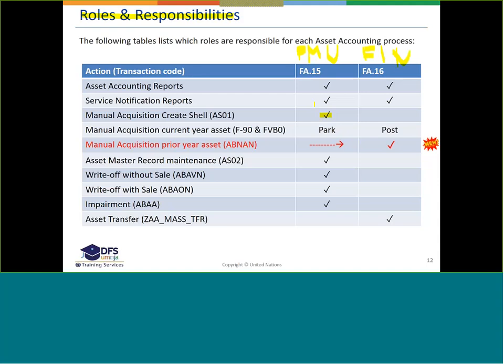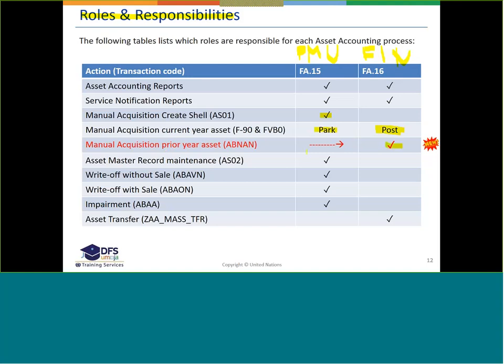Now, manual creation of assets is done by FA15. This is the creation of the asset master record that does not have, in principle, impact in the books yet. Then we have manual acquisitions for current year. The document is created by FA15 and it's posted by FA16, so it goes to FA16 through the workflow.